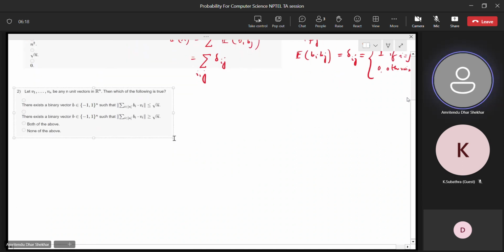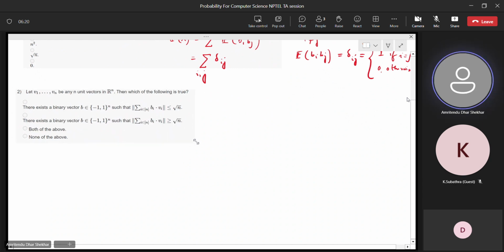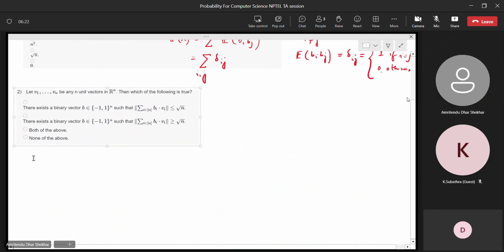So let's look at this problem. There are n unit vectors in Rn. Now the question asks us, so you understand what a unit vector is, right? A unit vector basically means that if you take the dot product with itself, it's equal to 1. Basically means that Vi dot Vi is equal to 1.